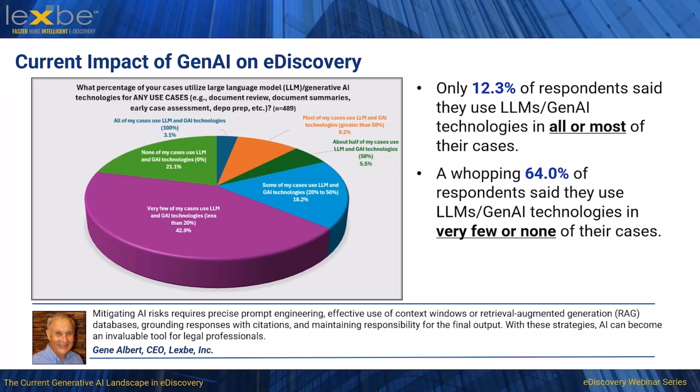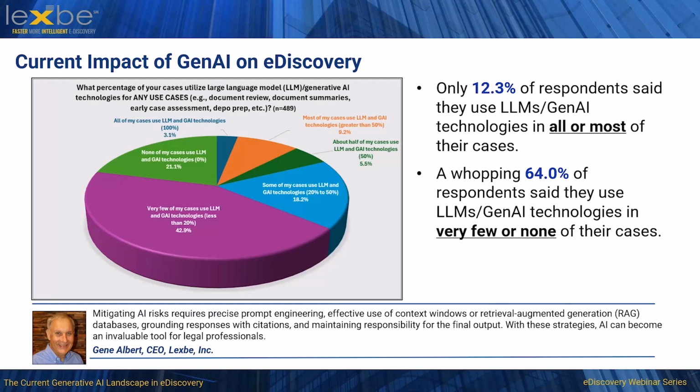So I should mention that Gene identified the primary barrier to lawyers using generative AI as the tendency for the technology to hallucinate, which is a bad thing for a group of people who tend to be very risk averse. But Gene identifies several ways to mitigate that risk, including things like precise prompt engineering, effective use of context windows or retrieval augmented generation, RAG databases, grounding responses with citations, and maintaining responsibility for the final output. So that's great advice to those looking to use Gen AI in their eDiscovery workflows. It's not as simple as the easy button, but it can be used effectively when best practices are applied.